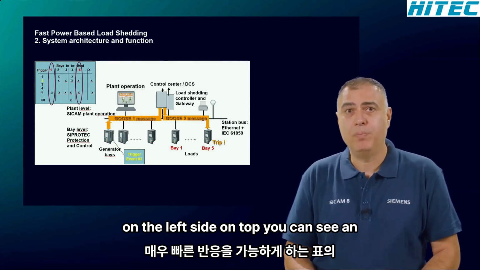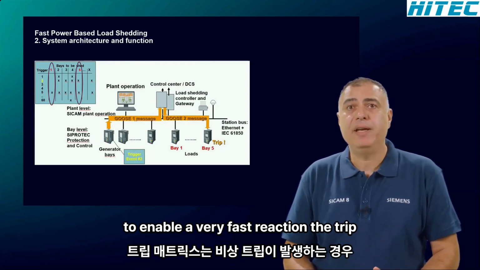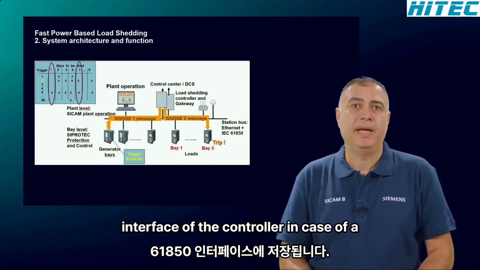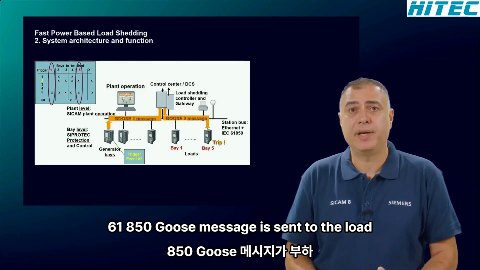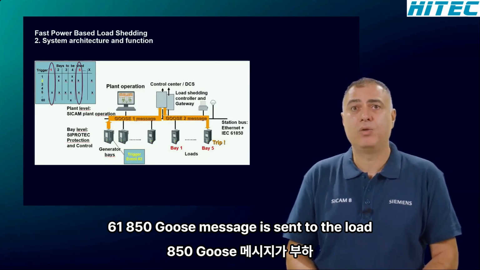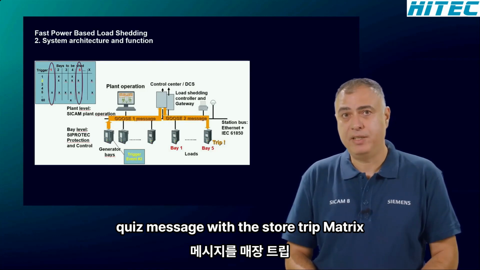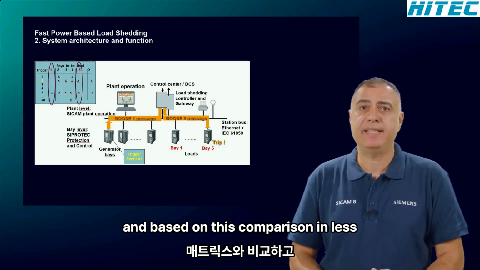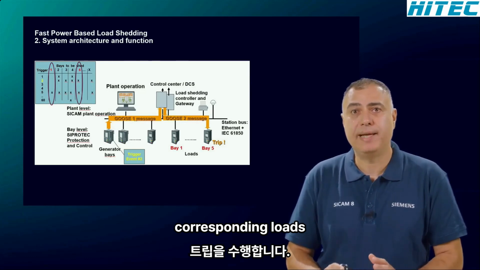On the left side on top, you can see an example of such a table. To enable a very fast reaction, the trip matrix is stored at the IEC 61850 interface of the controller. In case of a trip of a contingency, a high priority IEC 61850 GOOSE message is sent to the load shedding controller. The controller compares the received GOOSE message with the stored trip matrix. And based on this comparison, in less than 10 milliseconds, all required trip GOOSE telegrams are sent to the corresponding loads.